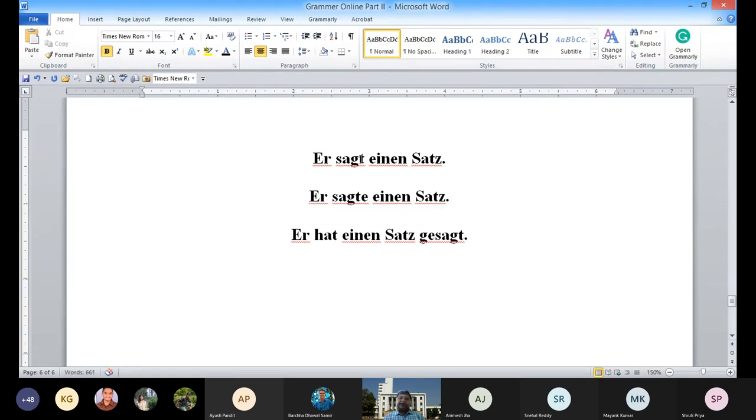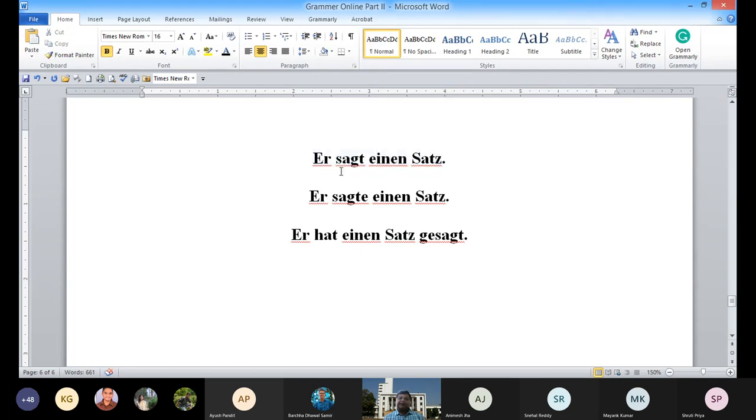There is a verb in German, sagen, S-A-G-E-N. Sagen means to say. Er sagt einen Satz. He is telling a sentence. Satz means sentence, and it's a masculine noun, so it becomes einen Satz. So sagt, this is present tense.